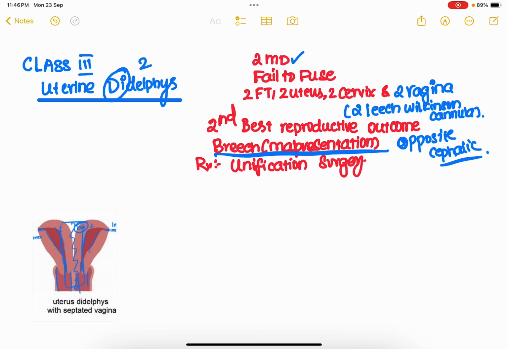But as we know, by 10 weeks these have to fuse. The right and left Mullerian ducts have to fuse and result in the formation of the septa. But here there is failure of fusion and failure of formation of the septa.